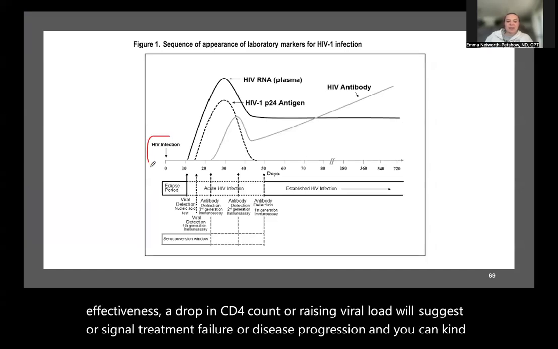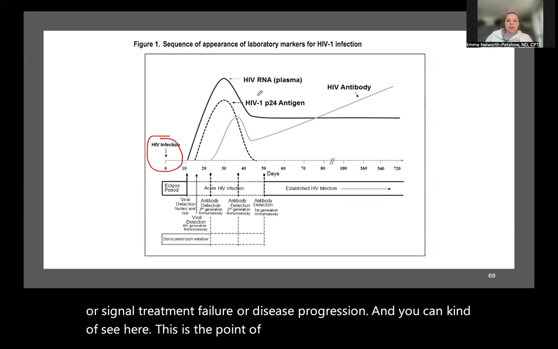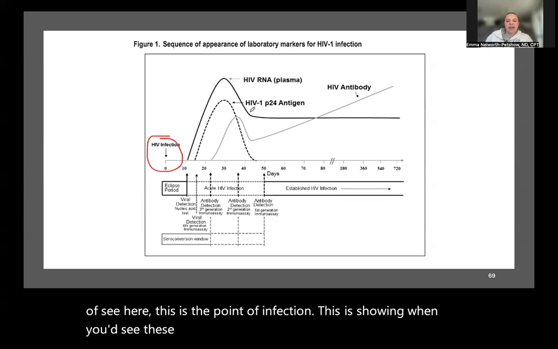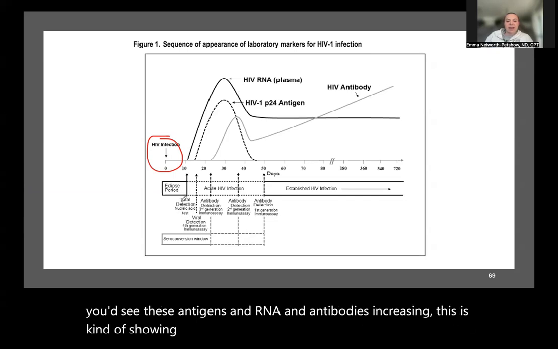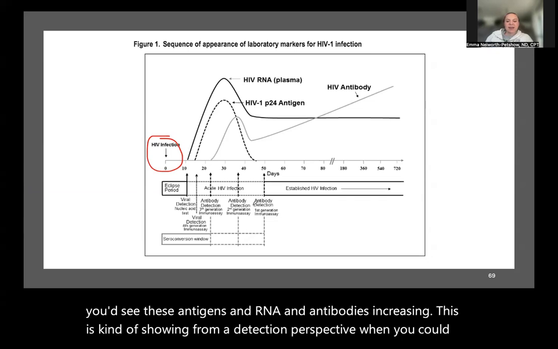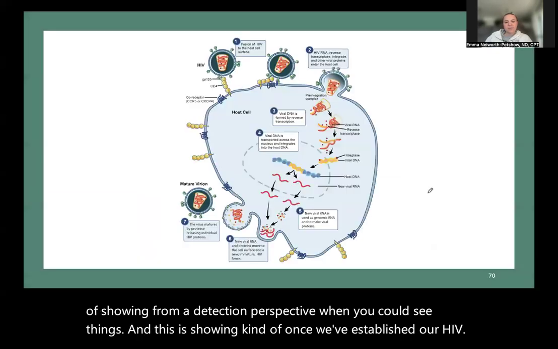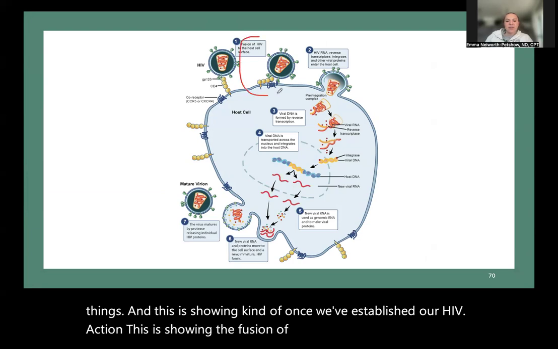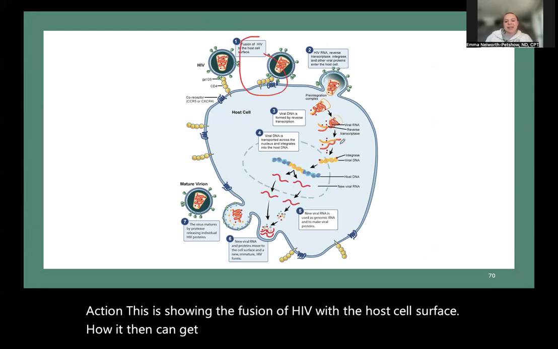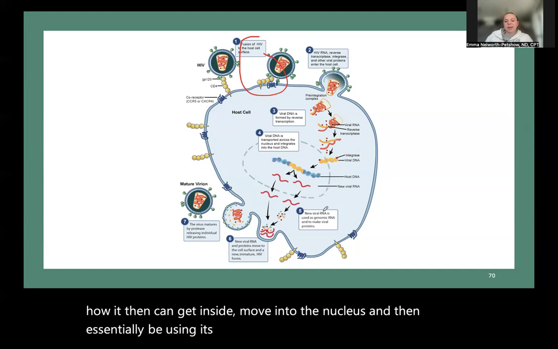And you can see here, this is the point of infection. This is showing when you'd see these antigens and RNA and antibodies increasing. This is showing from a detection perspective when you could see things, and this is showing once we've established our HIV infection. This is showing the fusion of HIV with the host cell surface, how it then can get inside, move into the nucleus, and then essentially, using its reverse transcriptase, be made into viral proteins and then released.